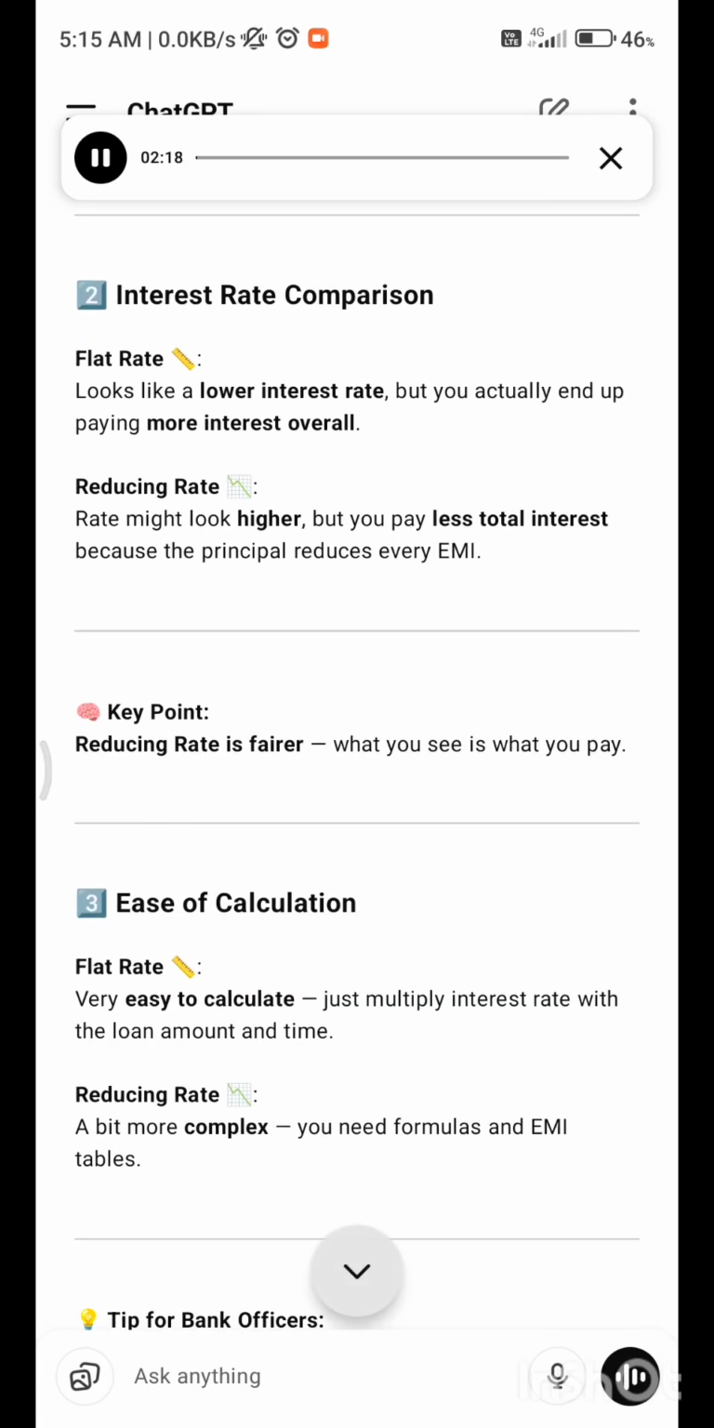2. Interest rate comparison. Flat rate looks like a lower interest rate, but you actually end up paying more interest overall. Reducing rate: the rate might look higher, but you pay less total interest because the principal reduces with every EMI. Key point: reducing rate is fairer. What you see is what you pay.